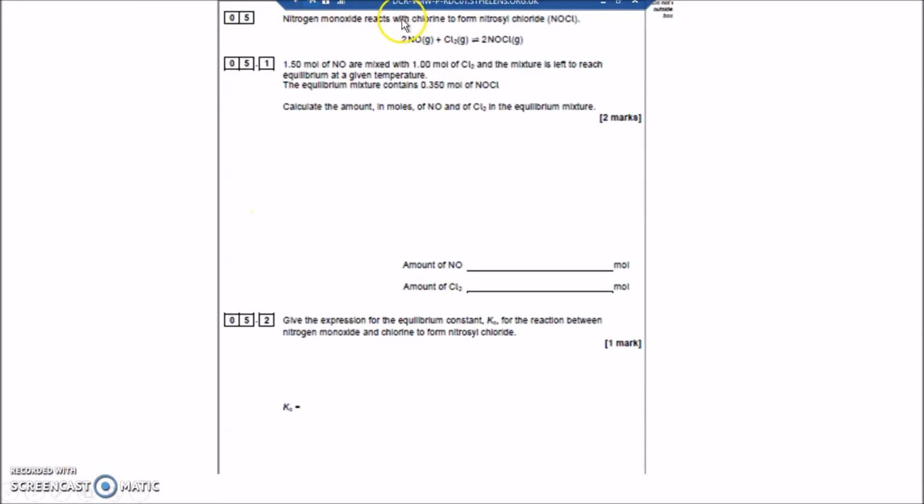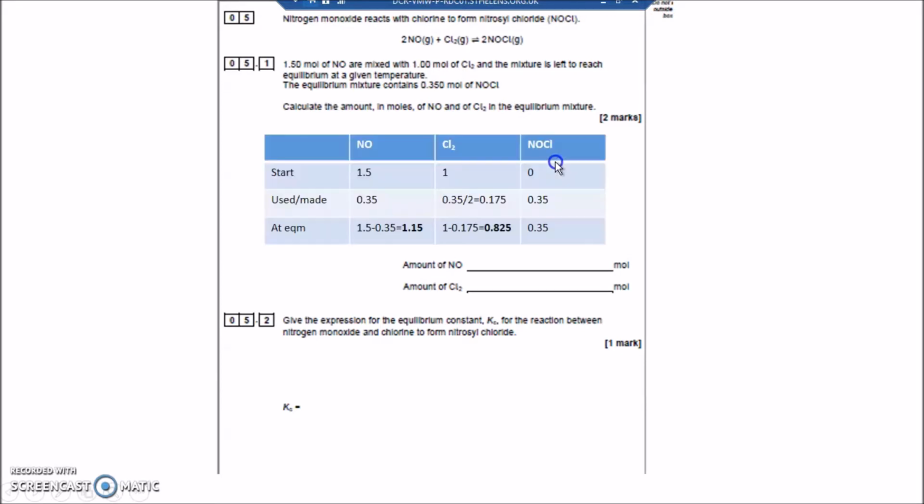Question 5. Nitrogen monoxide reacts with chlorine to form nitrosyl chloride, NOCl, and I've got an equilibrium reaction here. 1.5 moles of NO are mixed with 1 mole of Cl2, and the mixture is left to reach equilibrium. So when I mix the two reactants on the left, I actually haven't got any products on the right initially. So I haven't got any of this NOCl made at all. But then in the equilibrium mixture, it tells me I've got 0.350 moles of NOCl. Calculate the number of moles of NO and Cl2 in the equilibrium mixture. So once dynamic equilibrium's reached, I always set this out as a table. I can see it more easily in a table, so I suggest you do too.